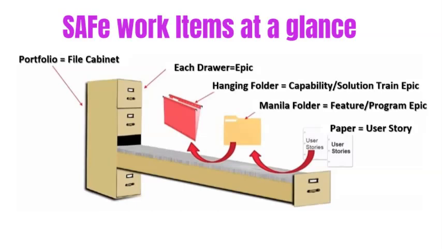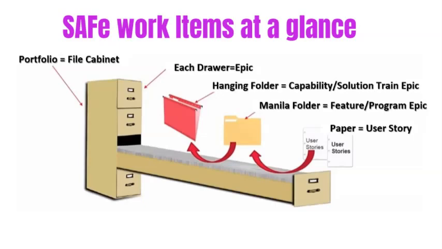If you were to just sum up those work items in SAFe, just visualize a filing cabinet. The filing cabinet is considered a portfolio. A filing cabinet, by definition, has multiple drawers. Each drawer is an epic. Now, if you pull the drawer, the epic, we have multiple red hanging folders. Those red hanging folders can be treated as capabilities, and they're also known as solution train epics.